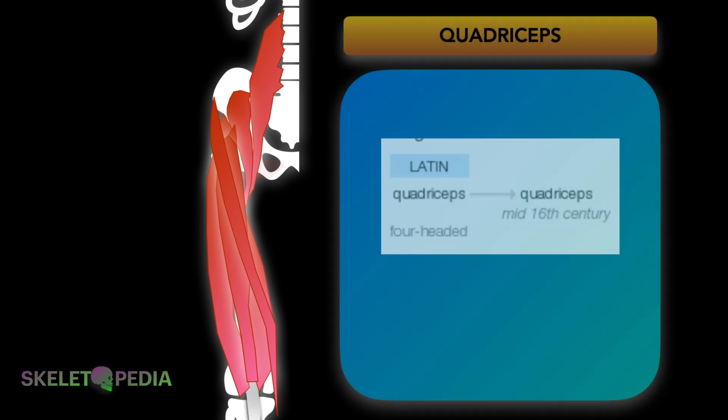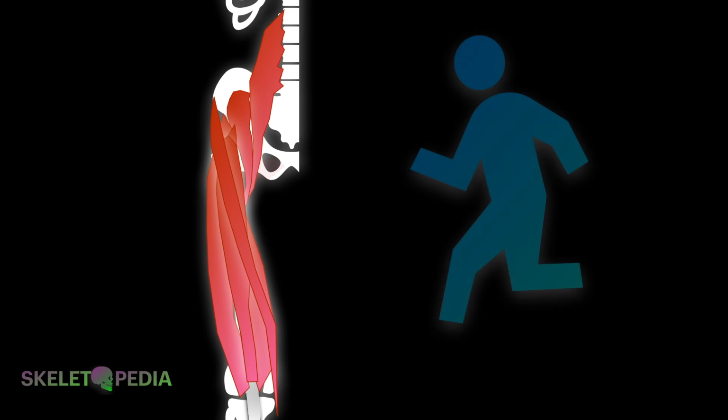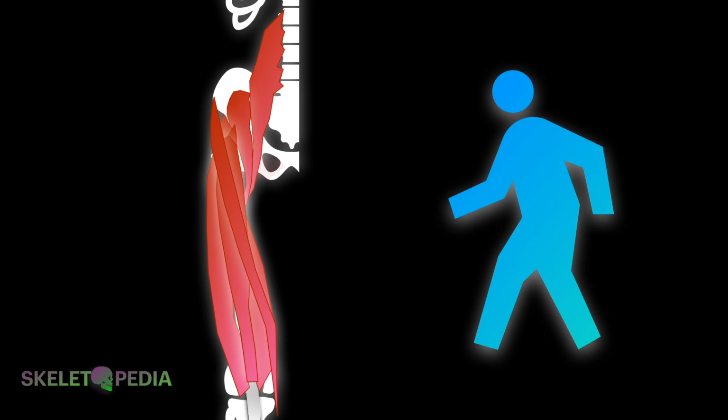The major muscle of the anterior thigh compartment is the quadriceps muscle, which is four-headed. The primary function of these muscles is to extend the knee, such as during the gait cycle. Some of the muscles also cross the hip joint and assist with hip flexion.